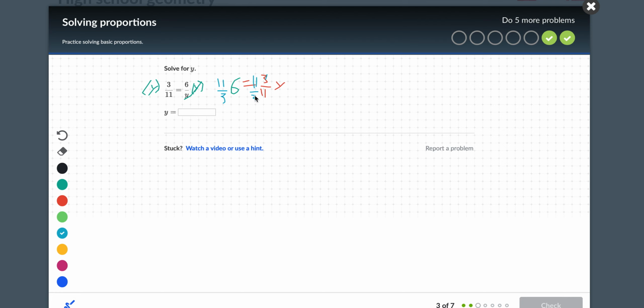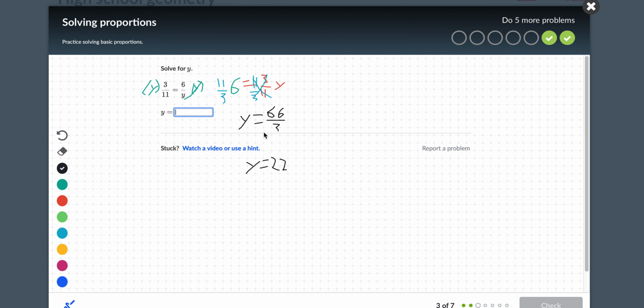and these cancel out. And now as we bring this down, we get y equals, and we multiply 6 by 11, so it's 66 over 3, which, since 3 is a factor in 66, simplifies to 22. So y equals 22. And that's your answer.